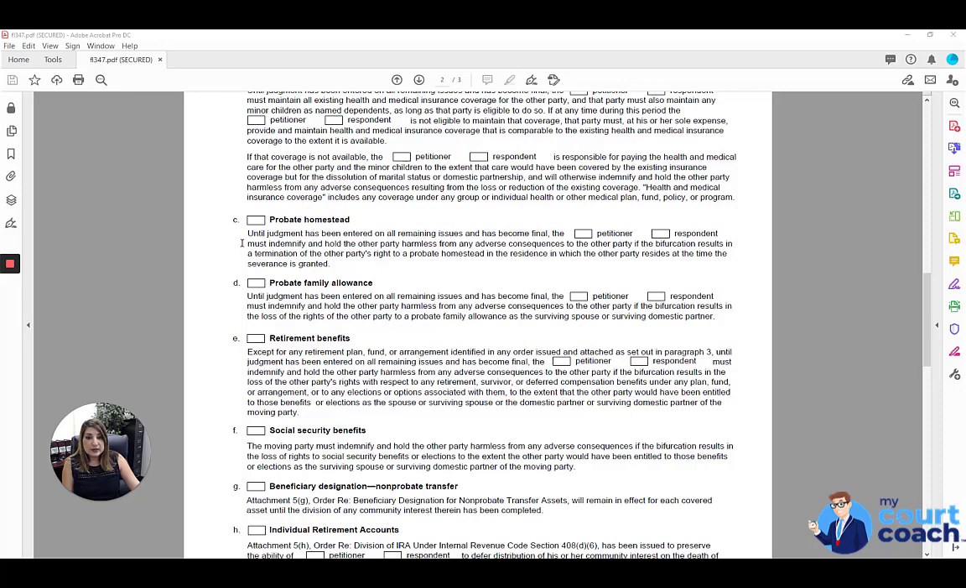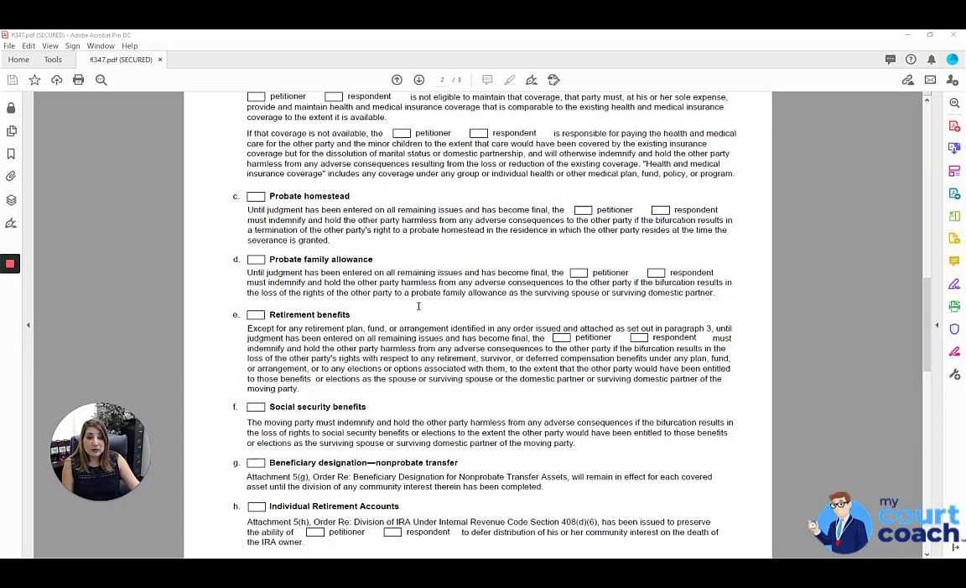Line C has to do with the probate homestead. The court will make an order that one party must indemnify and hold the other party harmless from adverse consequences if the bifurcation results in a termination of the other party's right to a probate homestead. So mark the box that the court found must indemnify and hold the other party harmless. Same goes for D, having to do with probate home allowance. Whichever party has to indemnify and hold the other party harmless, you need to mark the box that correctly identifies that party.